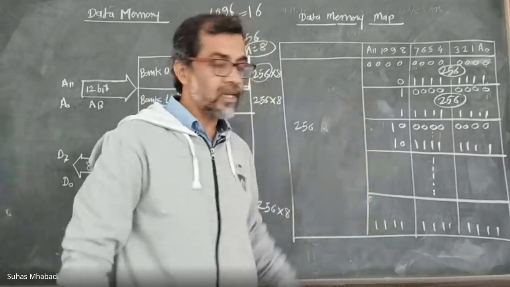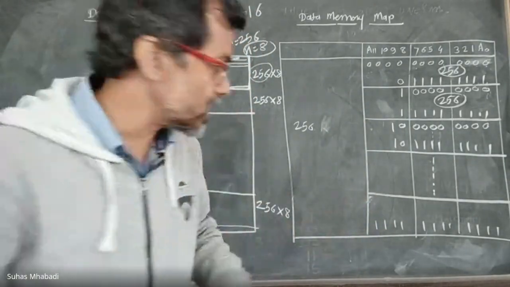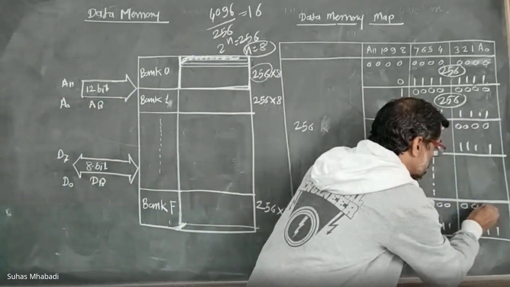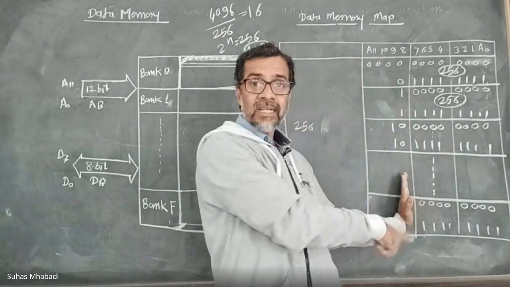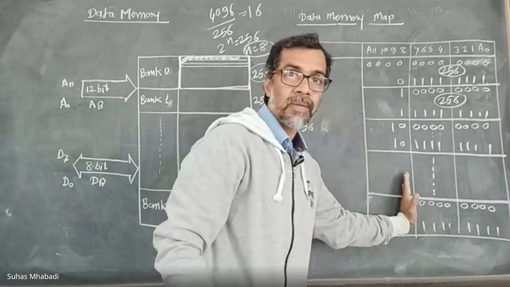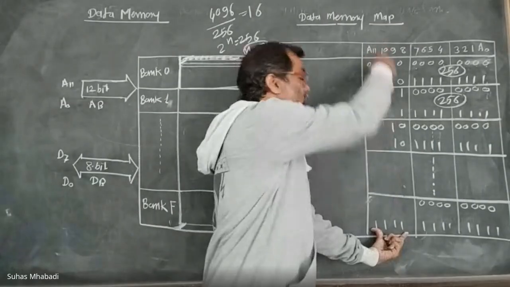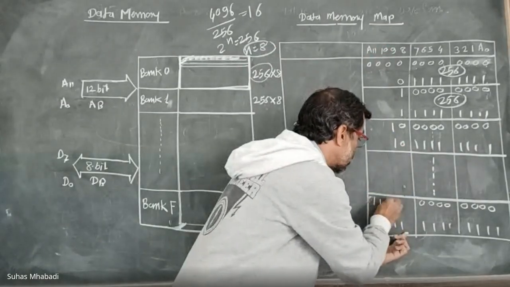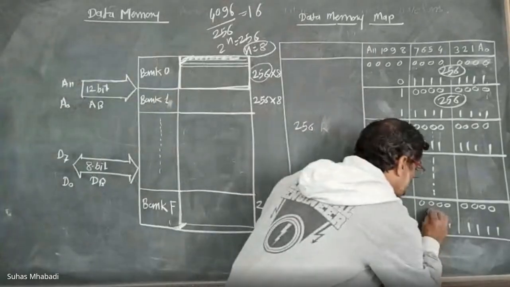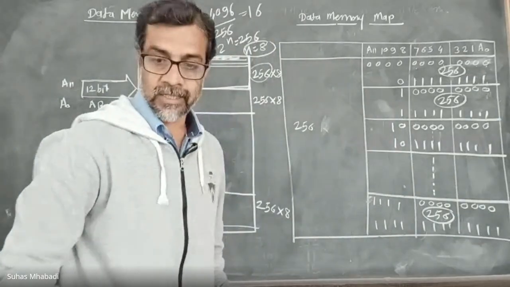So in that way, if I move towards the last bank, the first address of the last bank will be 0 0 0 0 0 0 0 0. The last address of the last bank will be 1 1 1 1 1 1 1 1. But at that time, the first nibble of the address will be 1 1 1 1. Here also I am going to find 256 different locations.